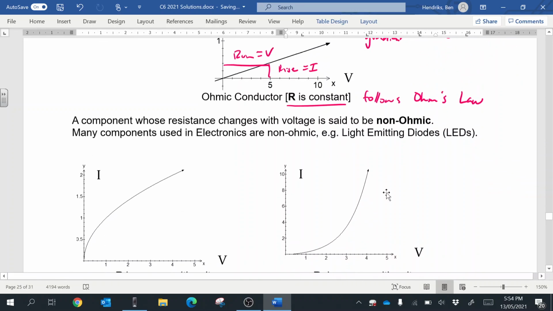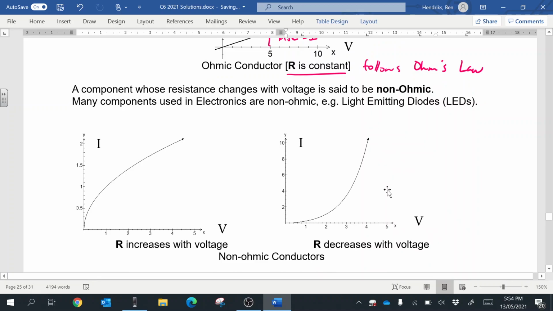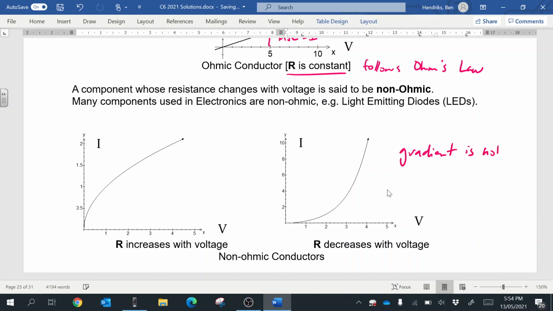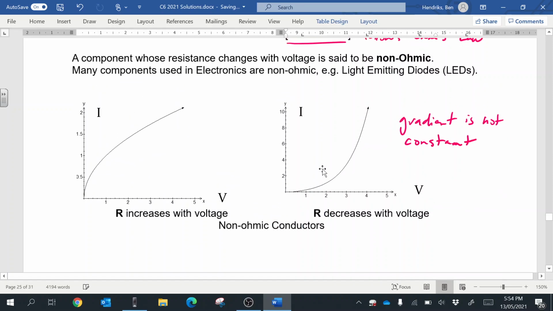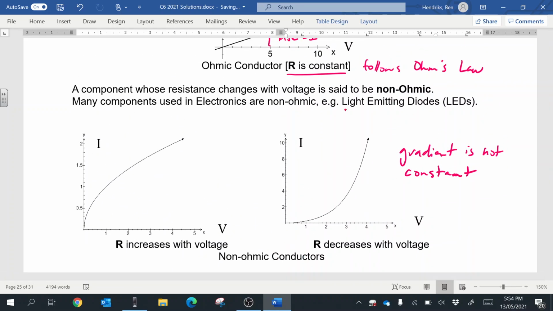And a non-ohmic conductor is simply one that does not follow Ohm's law, which means that the gradient is not constant for these graphs here. So if you get these ones, then we have a non-ohmic conductor. Something like a light emitting diode or a light bulb is considered a non-ohmic conductor.